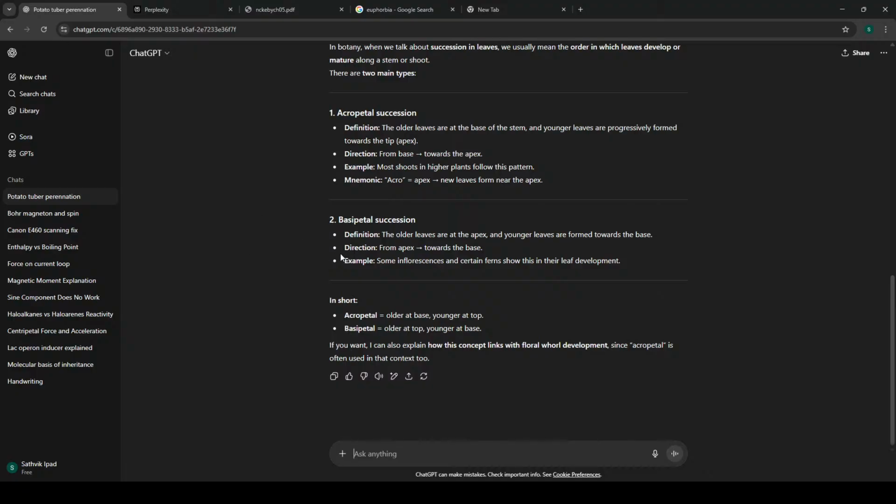And in case of basipetal succession, it is the exact opposite. The older leaves are at the apex and the younger leaves are formed towards the base. The direction is towards the base, from apex to base. Like newer flowers will be formed at the base of the plant instead of the apex of the plant. That is indeed not what we think, but generally most of the higher plants follow acropetal succession.